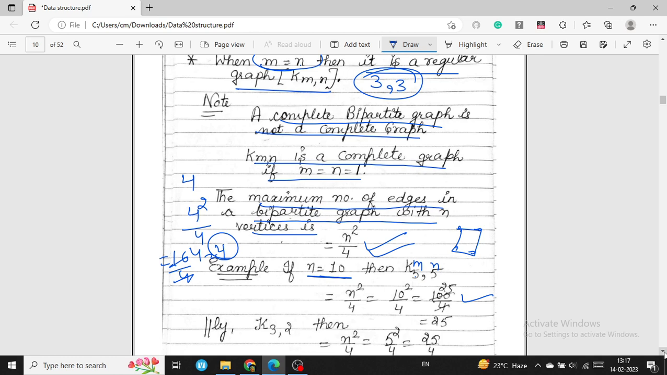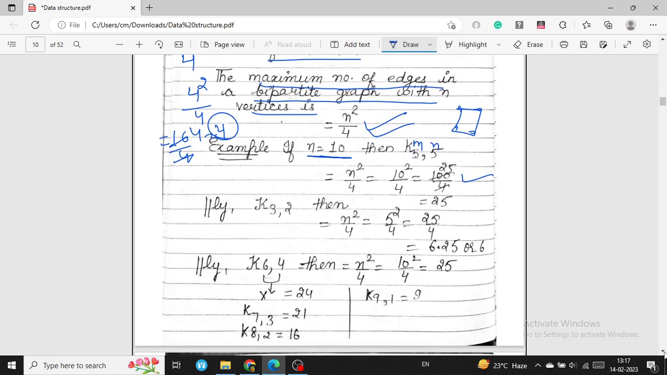Now you can calculate similarly for other numbers of nodes. If you have given 5 nodes, split as 3 and 2, 5 squared over 4 is 25 over 4, and you can check that approximately 6 edges will be drawn. In the case of 6 and 4, that means 10 nodes, 10 squared over 4, 100 by 4, is 25, as you can easily check.